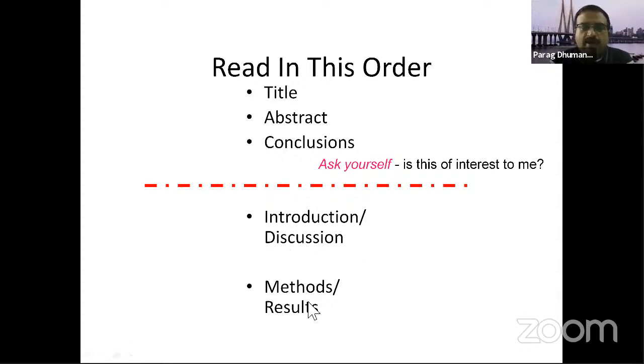Then if you are interested in the research and if you want to use the methodology and the results of the article for your research purpose, something like when you do a thesis or when you are writing an article, then you need to go into methods and results in depth. Otherwise, it is more of a technical thing, and you should have a decent knowledge of biostatistics to go through the results as well.